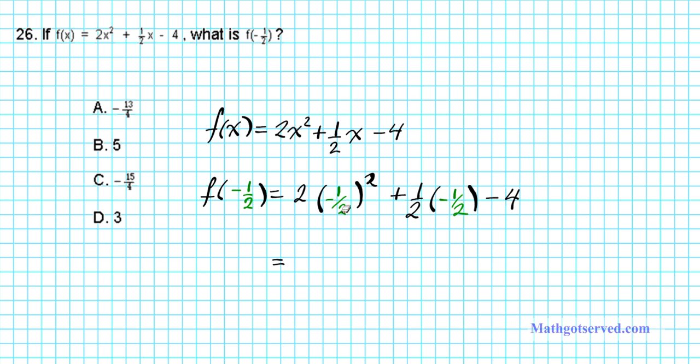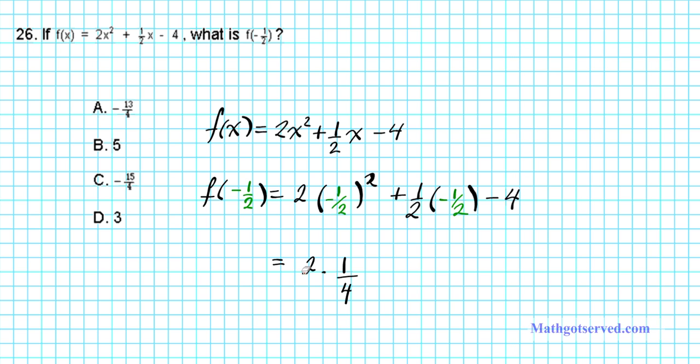Now, what is negative 1/2 squared? You have to be really careful here. When you're squaring negative 1/2, you square the sign first. Minus times minus is a positive, and you square the top and the bottom. When you square the numerator, you get 1, because 1 squared is 1. And when you square the denominator, you get 4.